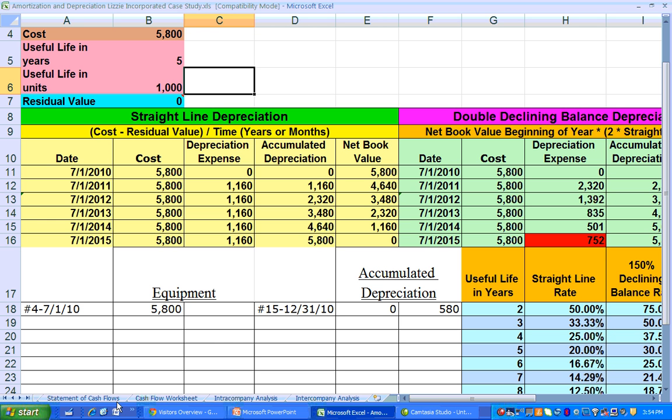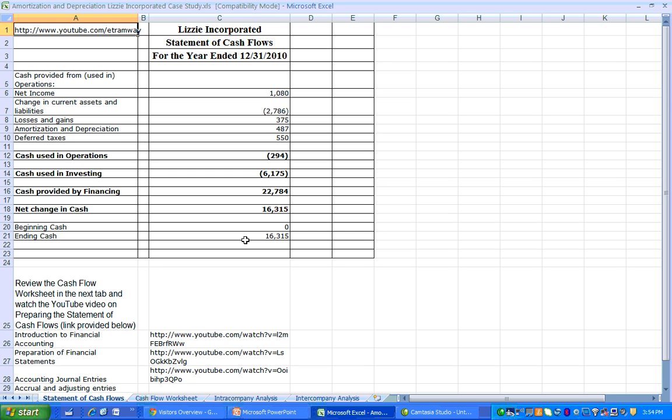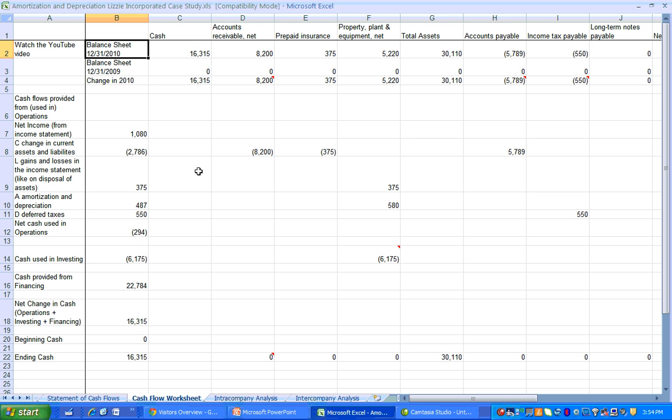So here on the cash flow worksheet, when we purchase an asset, we're going to show that purchase as cash used in investing. The depreciation expense is going to be added back because that doesn't actually use any cash, but it's included in the expense and reduces net income, so that has to be added back. And that's covered a little bit more fully in Chapter 6.